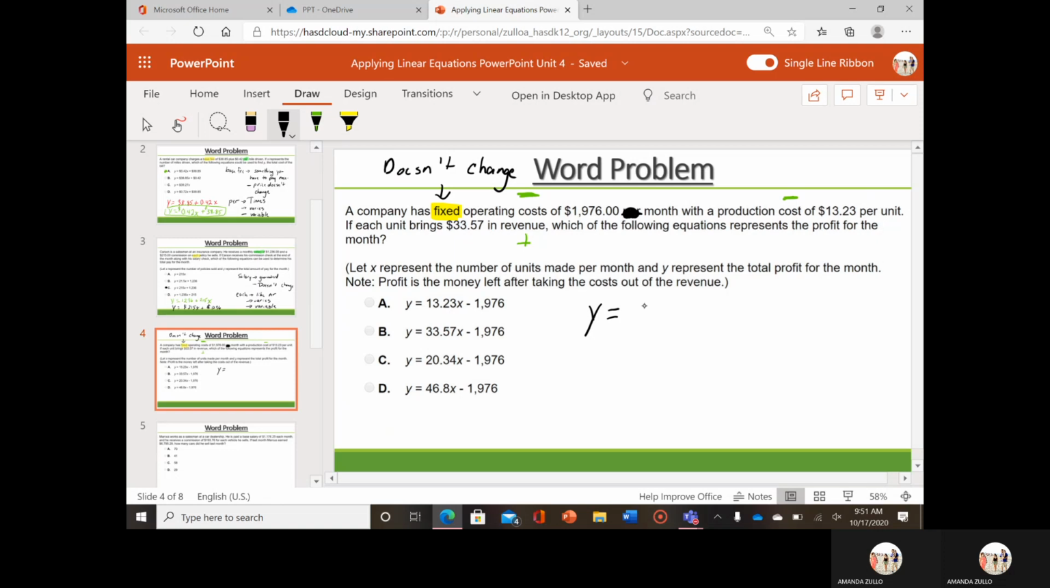So the thing that doesn't change is negative $1,976. That does not change, it's fixed. They know that they are going to be spending $1,976 every single month. So for this month, we're only talking 1 month right here. We're going to be spending $1,976. Okay, that's certain. With a production cost again, negative, of $13.23 per unit. They call it X. See, X represents the number of units. So X.